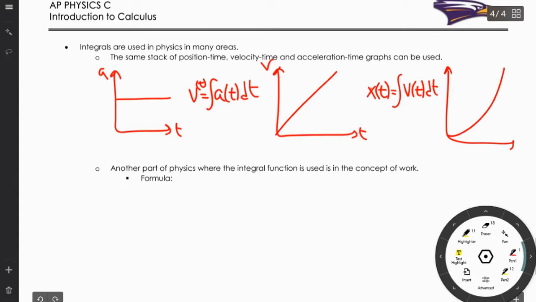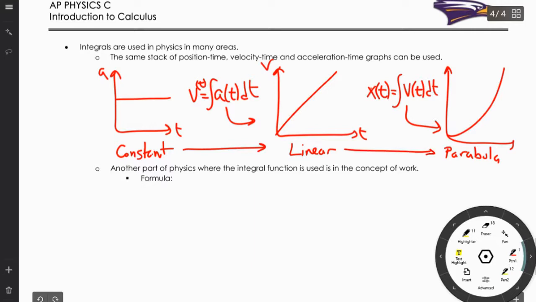a parabola. Okay, so you have to remember, this is constant, this is linear, and now this is parabolic. So constant becomes a line becomes a parabola. Okay. In the previous video, I started with my parabola and went down to my constant. Here I'm going to start at my constant and work my way up to the parabola.